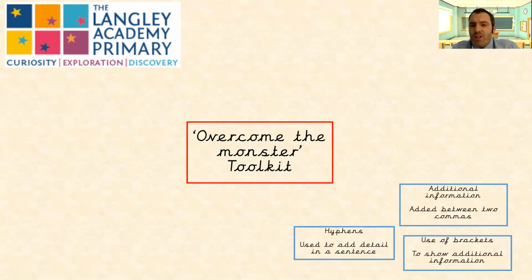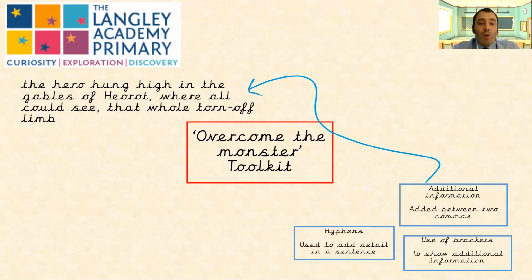We've got hyphens, additional information, the use of brackets. So our additional information between two commas in this instance. The hero hung high in the gables of Heorot, where all could see, that whole torn off limb. The information there is where all could see. And then we carry on with our sentence, that whole torn off limb. If we take out that bit of additional information between the commas, that still makes sense. The hero hung high in the gables of Heorot, that whole torn off limb. We just have a bit of extra detail where all could see. He put it up there as a trophy to say, this is what happens to the monsters that come and try and take over Heorot.